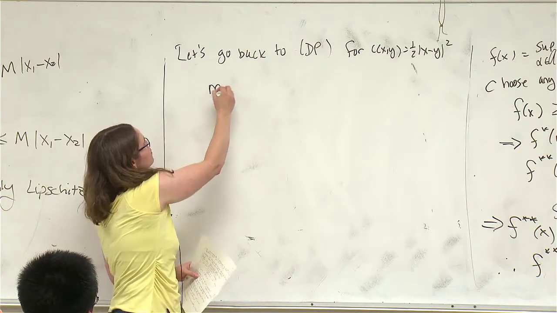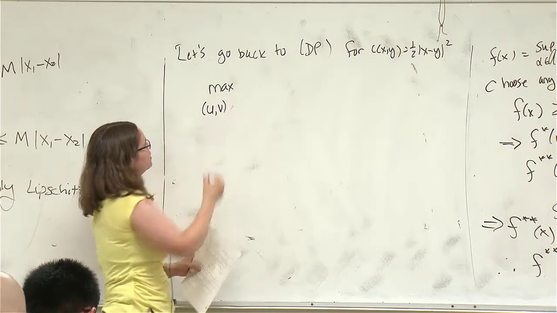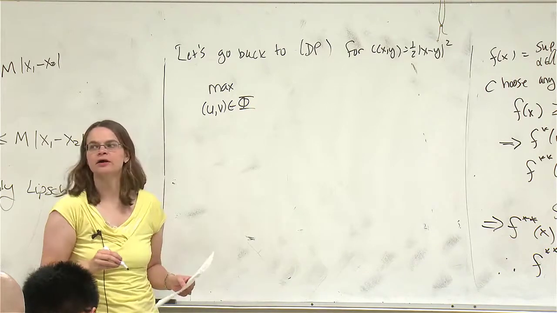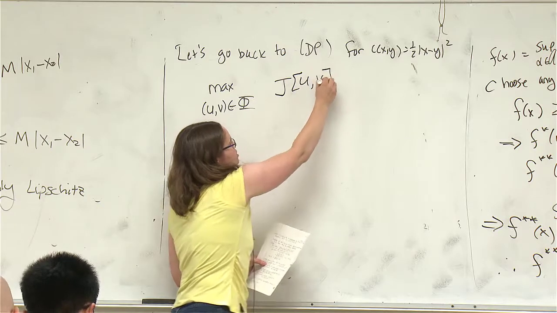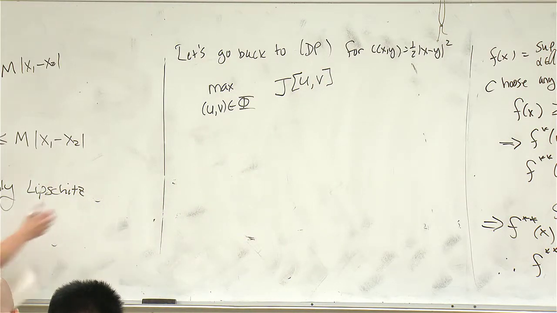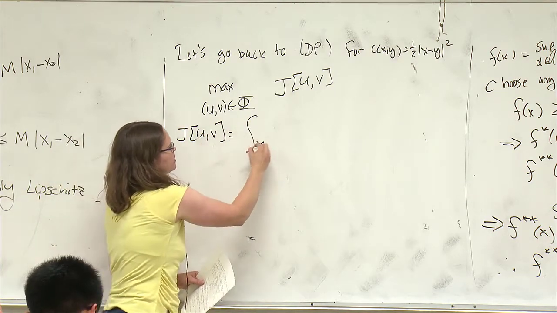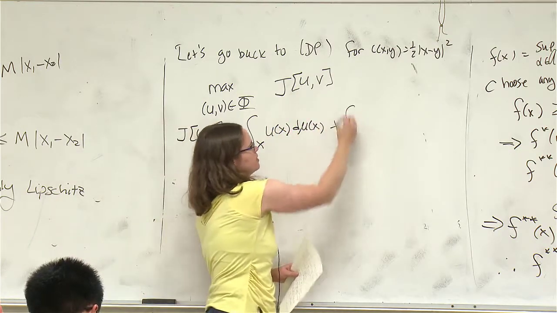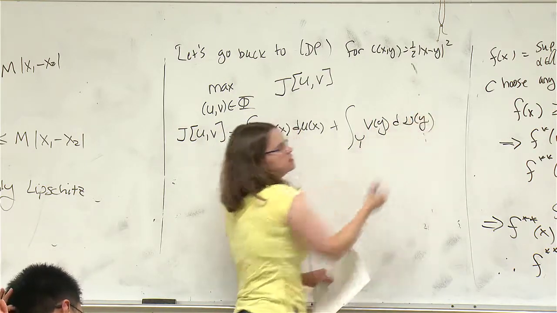Okay, so what was our dual problem? Our dual problem was to try to maximize. In very abstract notation, we were looking for a pair of functions belonging to some feasible set, and then we were trying to maximize some objective function. Okay, and I'll just remind you what this was. This was going to be the integral of u with respect to our source measure plus the integral of v with respect to our target measure.